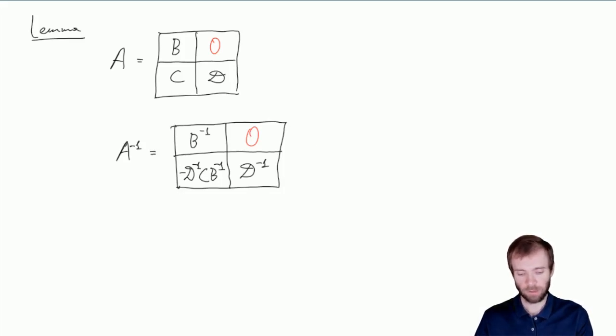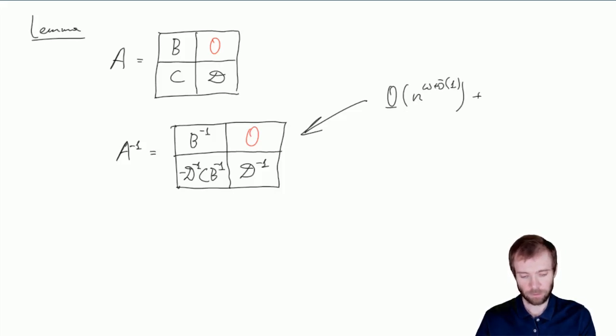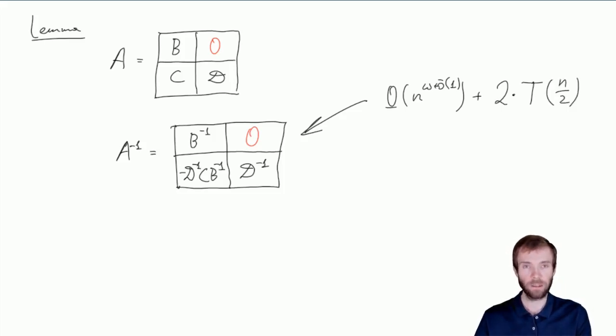So let's assume that T of n is the time needed to compute an inverse of a lower triangular matrix. Then for this computation, we need to multiply matrices, which can be done in time big O of n to the power of omega plus little o of 1. And also we need to compute two inverses of lower triangular matrices, B and D. That's 2 times T of n over 2. And this is our upper bound for T of n.